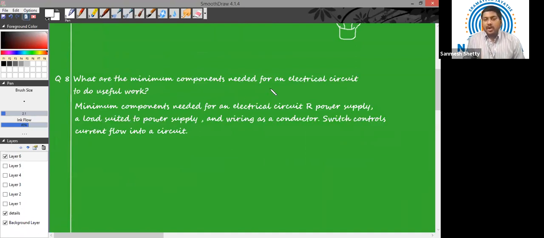What are the minimum components needed for an electric circuit to do useful work? That means the question is, what are the important components of an electric circuit? Now the important components of the electric circuit are, the first one is the electric cell. Let us write electric cell. The second one is load. Now what do you mean by load? Load is an electrical appliance, any electrical appliance which consumes current from your circuit, which uses current from your circuit. So we need an electric cell, we need a load.